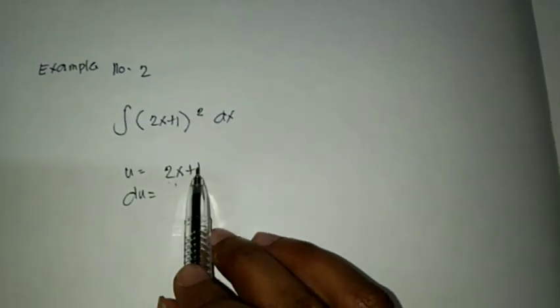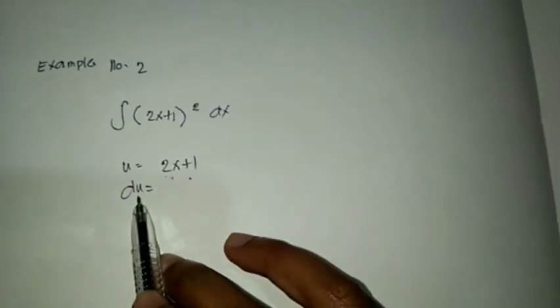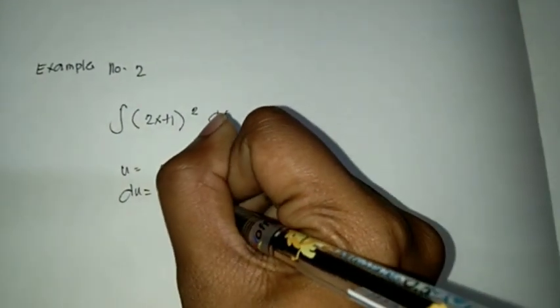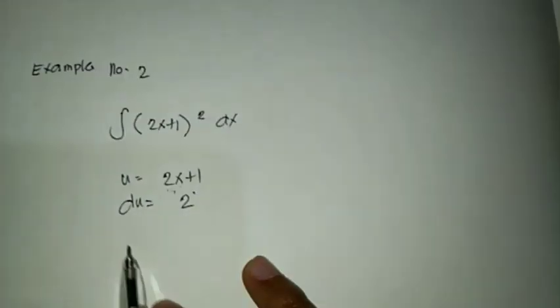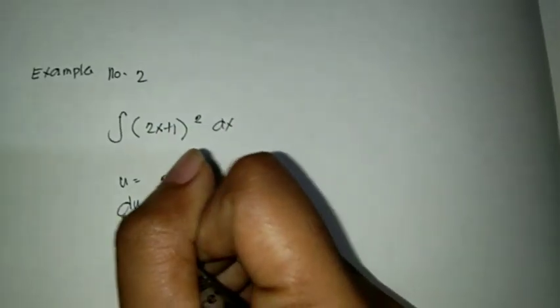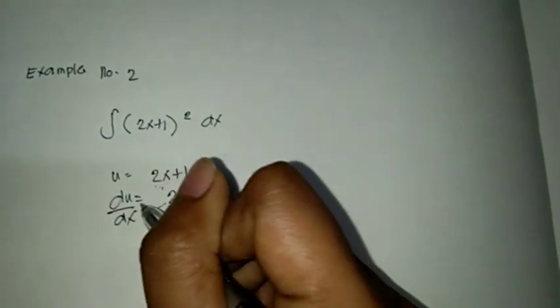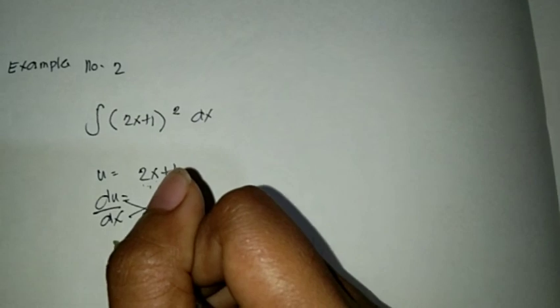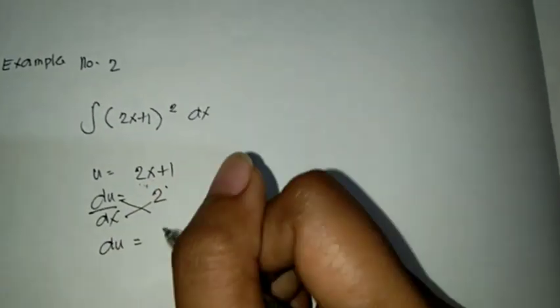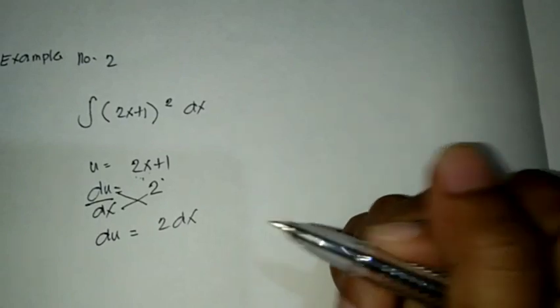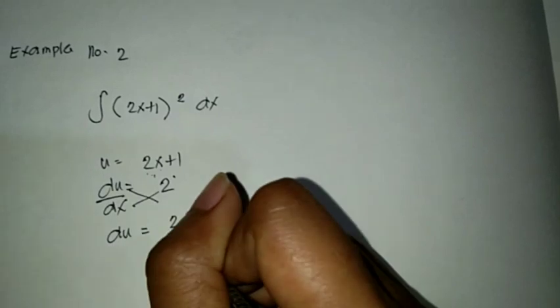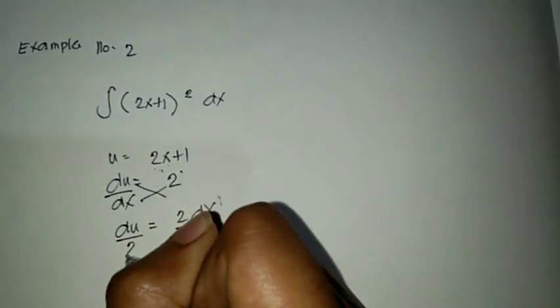2x plus 1. We need also to find the value of the derivative of our u. Since 2x plus 1, the value of our derivative of u is automatically 2. And we need to find the value of our dx, du over dx. So we need to cross multiply. So du is equal to 2 dx.